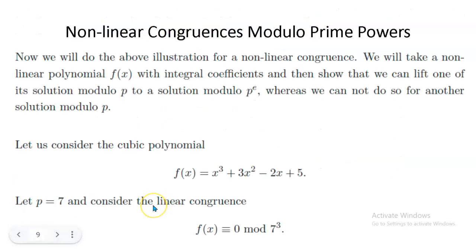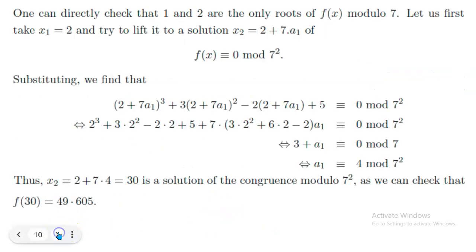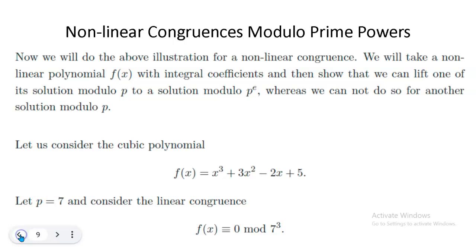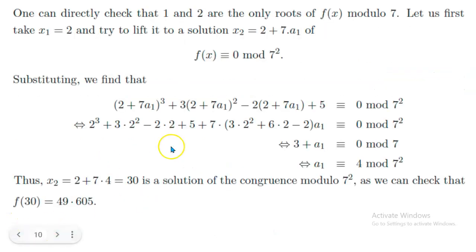So for this to be true, f of x when given the value 1, we get 1 plus 3, 4, 4 minus 2, 2, 2 plus 5, 7. So 1 is a solution for f of x mod 7. And then when we give 2, again 2 cube is 8, 8 plus 4 threes are 12, plus 8 is 20, minus 4 is 16, plus 5 is 21, which is again a solution mod 7. So x1 equal to 2 is a solution. So we take x1 equal to 2.